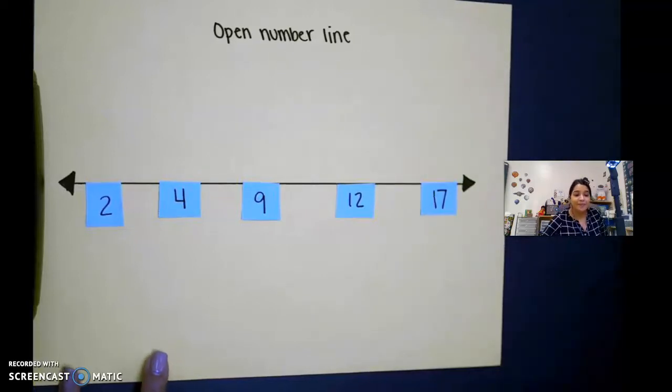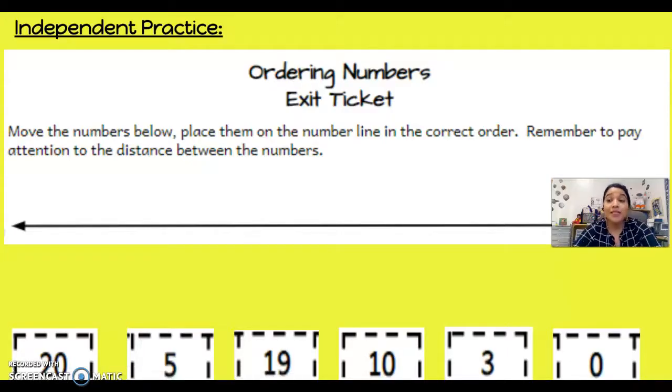Awesome. For your assignment today, you're going to go ahead and do an independent practice on what we just learned and what we just practiced. So you're going to go ahead and order the numbers on an open number line. So you're going to order in the correct order. So you have 6 different numbers. You have 20, 5, 19, 10, 3, and 0. And you have to go ahead and drag and drop the numbers in the correct order.